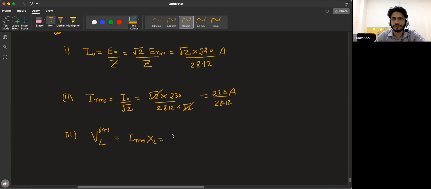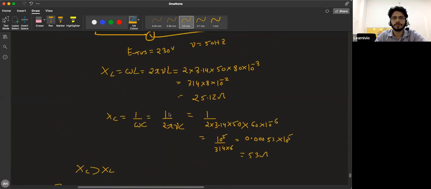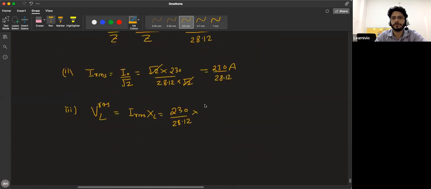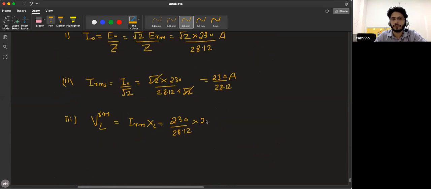So I_RMS is 230 by 28.12. And X_L is this. How much is X_L? X_L is 25.12.